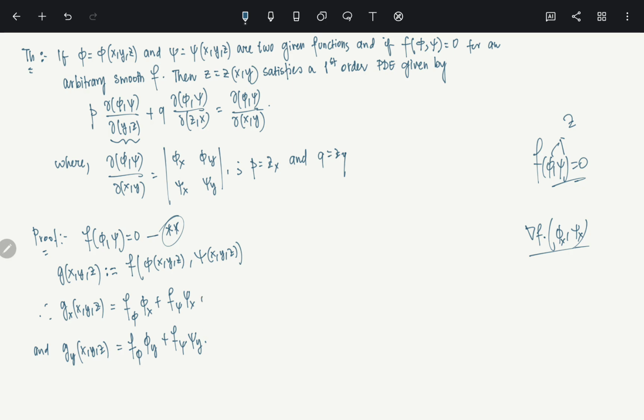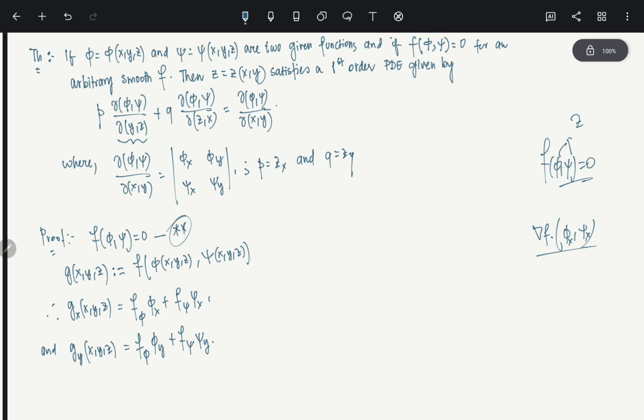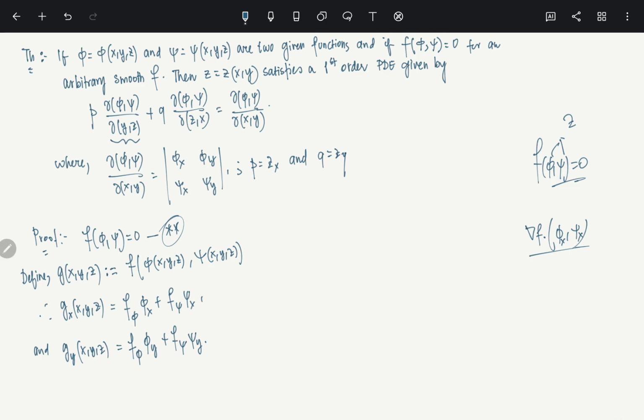Now you see, f is equal to 0, given. So if I am defining g to be this, g_x equals this, which is going to be 0, and then g_y, which is this, is also 0. Okay, so we'll do that, but first let me just write it down with respect to z.